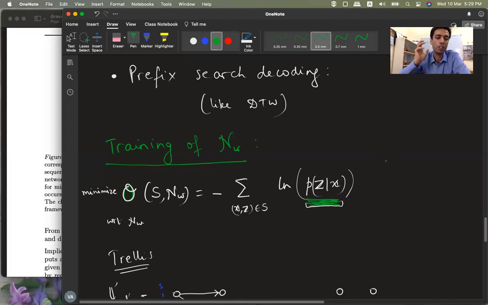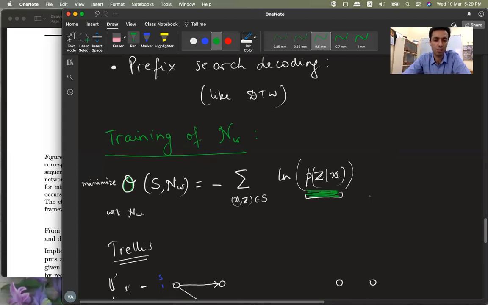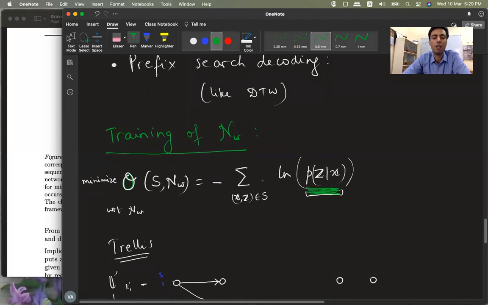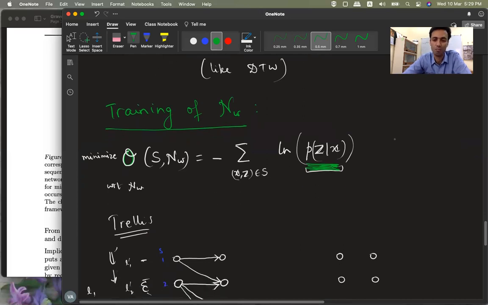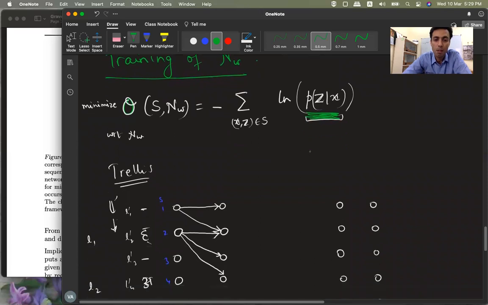Now to use this as the loss function, when you say maximum likelihood, that means you are maximizing the likelihood. But when you want to define the cost, you will say negative log likelihood. So you minimize your negative log likelihood. That is the same thing, right?